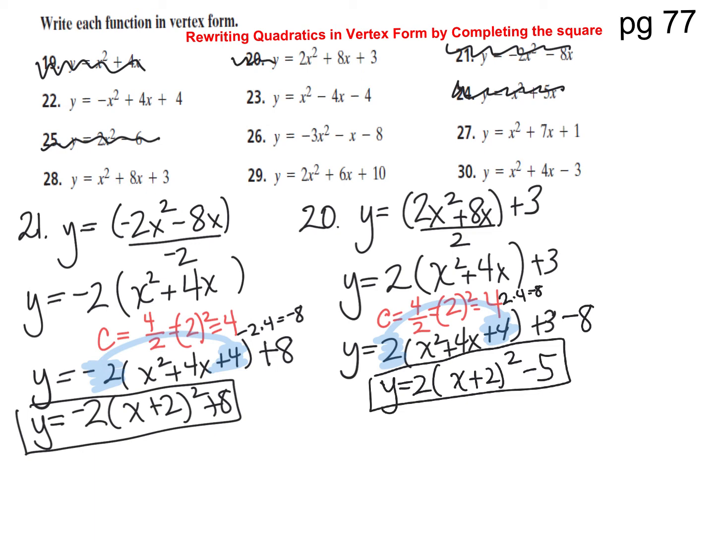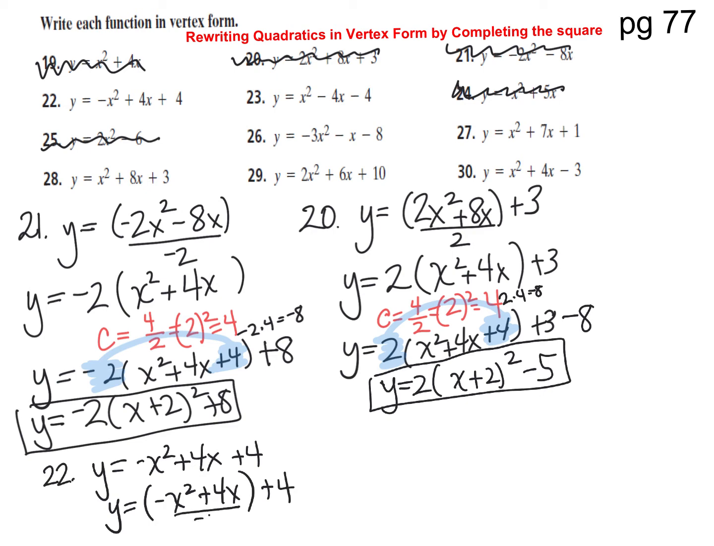Now, I think I'll do 22 next. And I apologize for skipping all over the place. 22, y equals negative x squared plus 4x plus 4. Group the first two together, the quadratic and linear term.